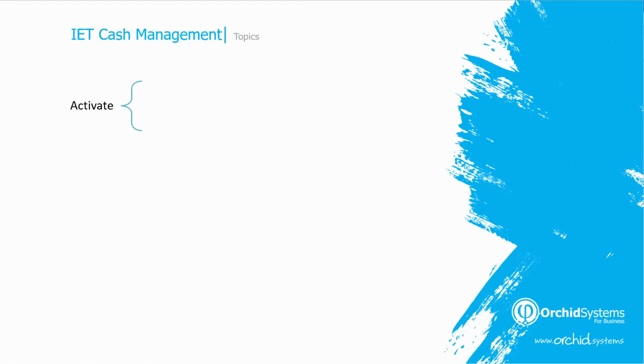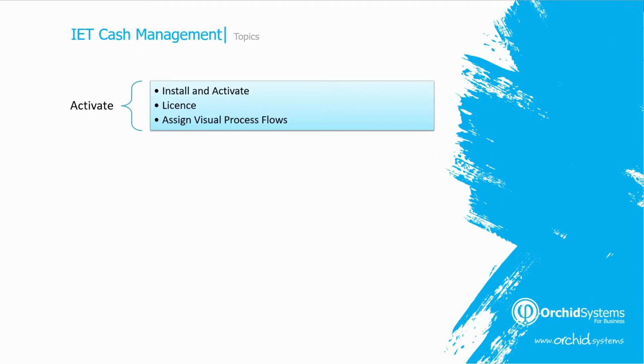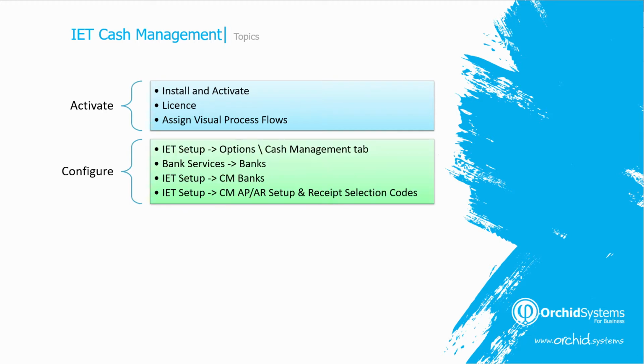In this training video, we're going to run through the activation of inter-entity transactions. We're going to install and activate, check the license, and assign the visual process flows, which helps with the setup and transaction processing. Then we're going to do the configuration required for cash management.